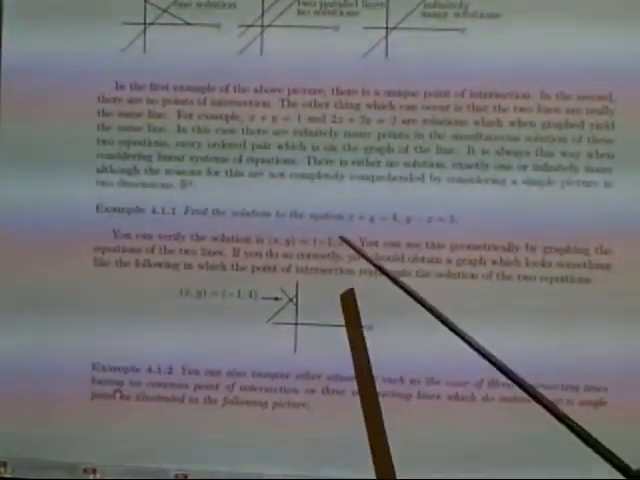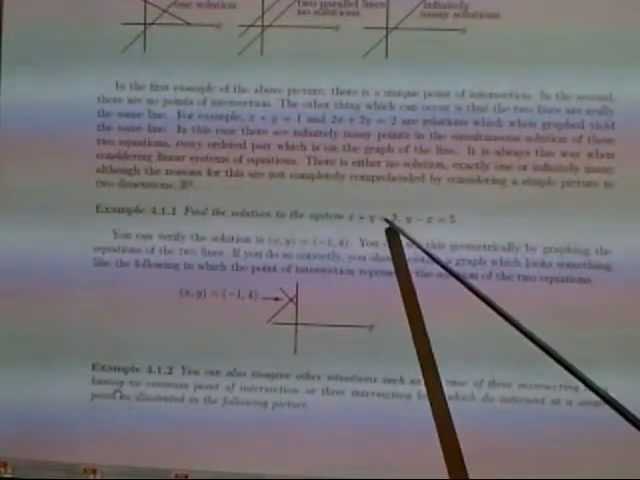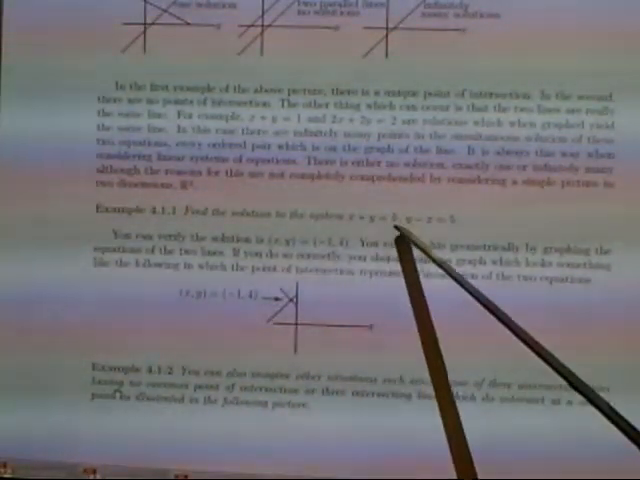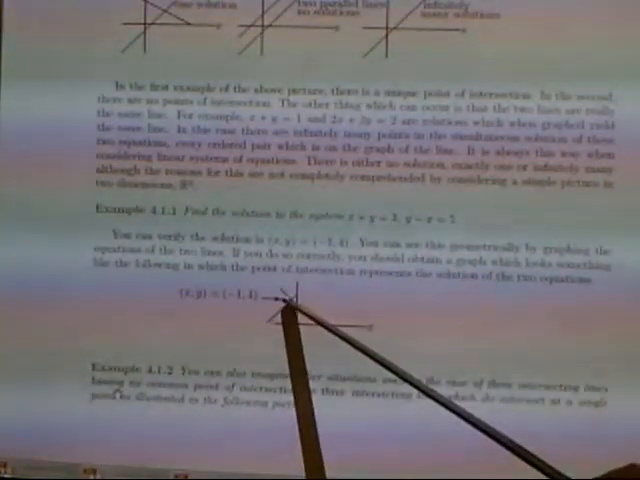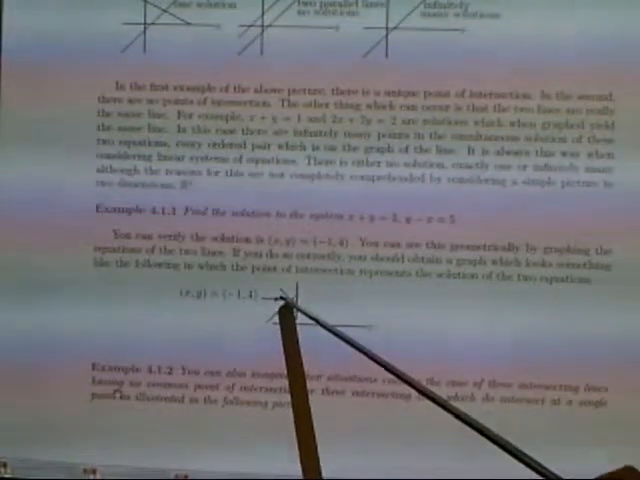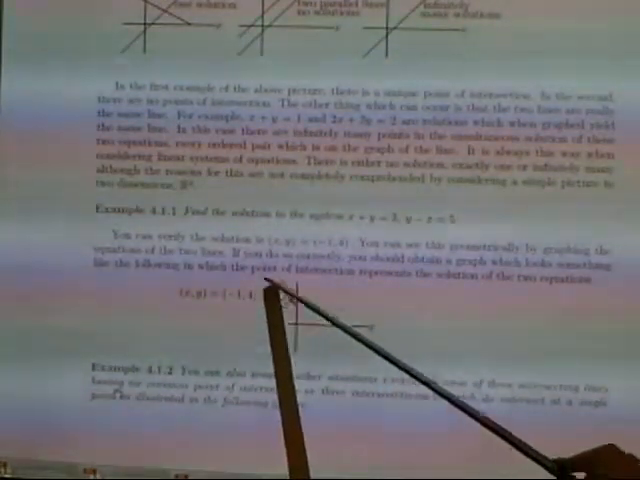So in this case, we have to find the solution of the equations x plus y equal to 3 and y minus x equal to 5. The x plus y equal to 3 line and the y minus x equal to 5 line are cutting at one point, so that point is the solution. Take a look: x plus y equal to 3, y minus x equal to 5, and we check the point, minus 1 and 4.